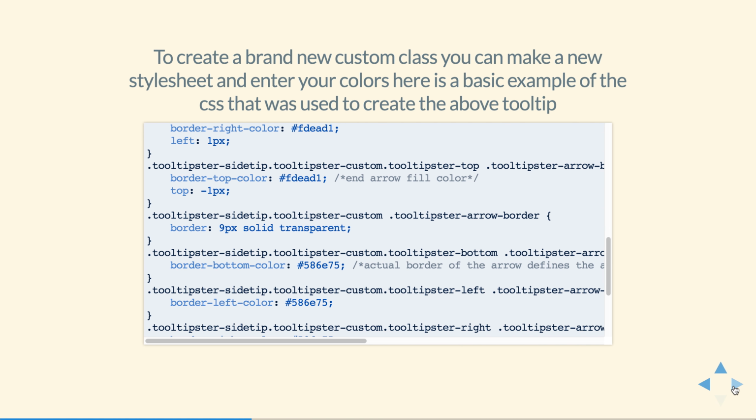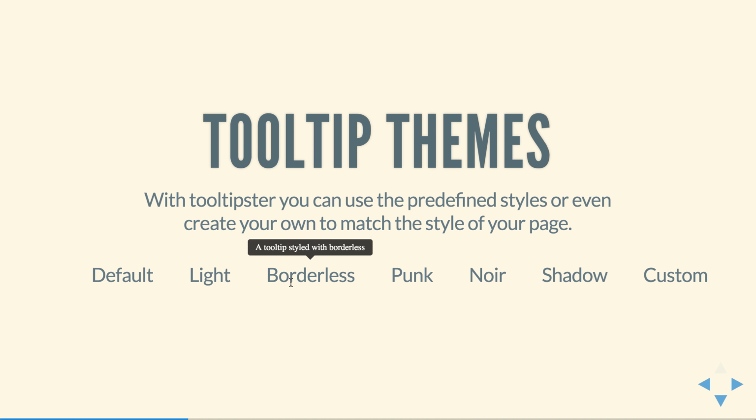So that's what we have here, and that's how you can create a custom class. You can use any of your own colors or anything like that. You can also use a primary theme and just maybe change a little bit from it, and you can go from there.